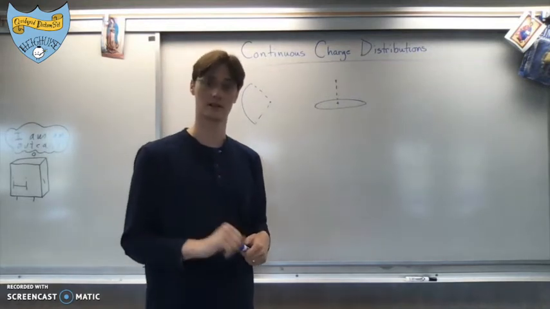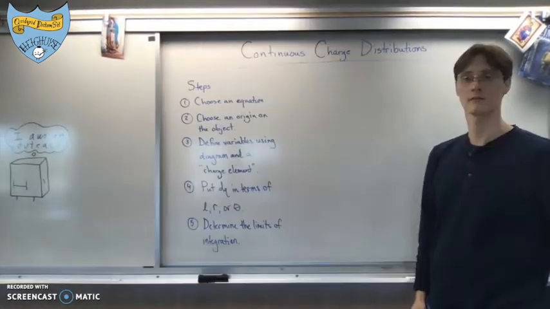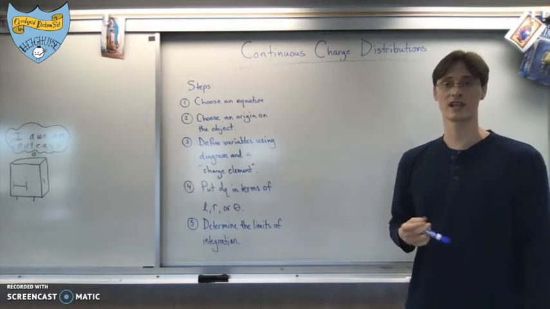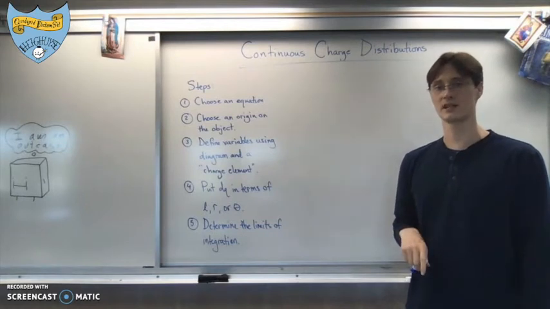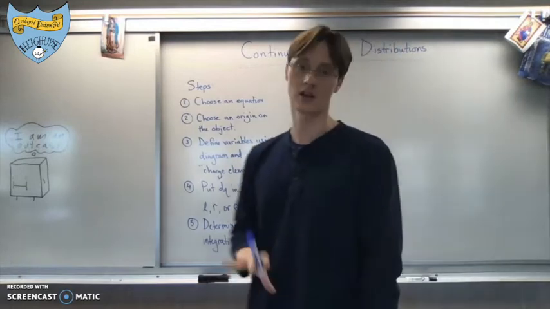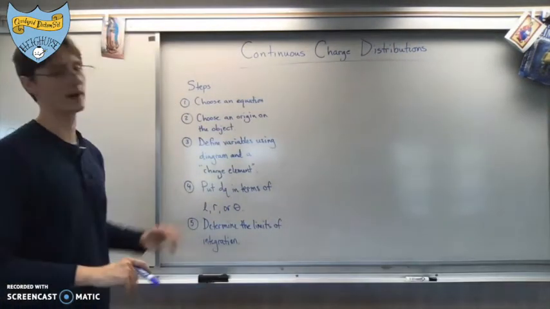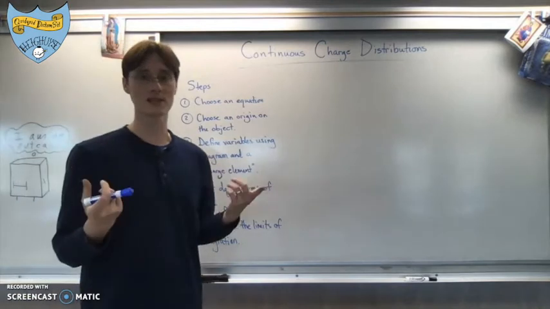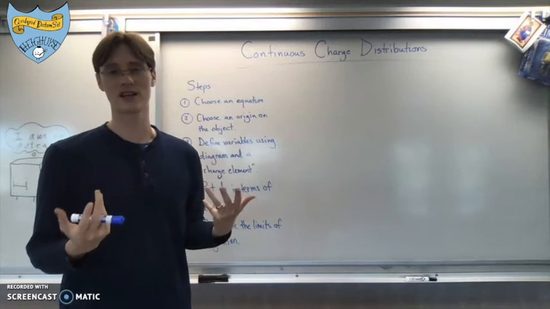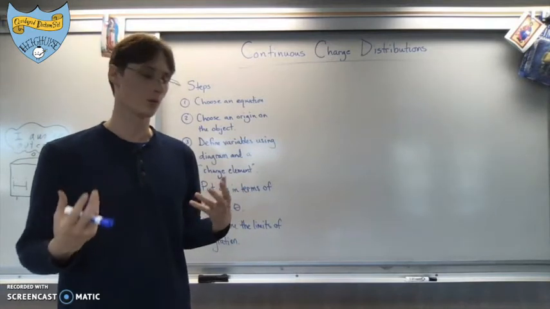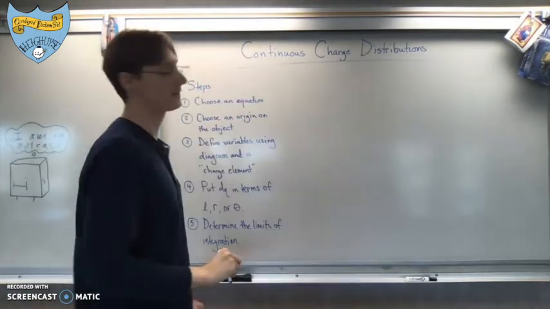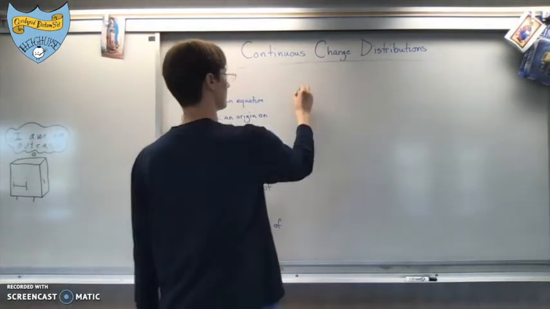So what's that going to look like? So here are the steps then for continuous charge distribution problems. And you should be able to find these steps in the notes packet, which you were provided for this class. But here goes. The first thing, choose an equation. That relates to the fact that maybe sometimes you're asked to find the electric field due to an object, and other times you're asked to find the electric potential. So depending on which one you're being asked to do, you'll pick one equation or the other. If they ask you to find the electric field, it's going to be this one.